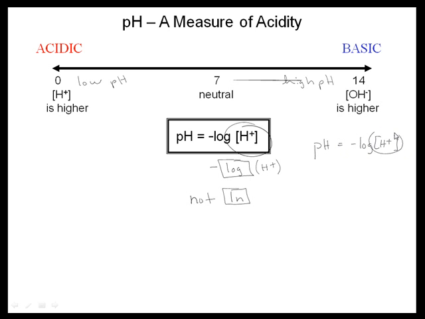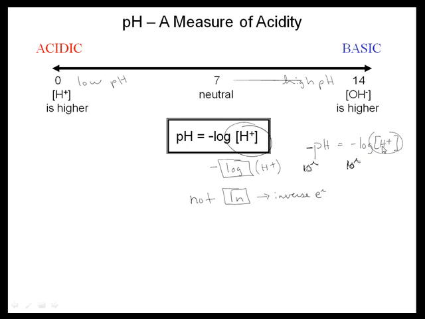Now, quick math. pH equals negative log of H+. How do we solve for H+? Inverse log is 10 raised to the power. Okay, this is an inverse log. So with natural log, the inverse was e. For log, the inverse is 10 caret. And that's how you would solve for it. So you would have to divide both sides by the negative, and then take the inverse log to get rid of the log to solve for your H+.